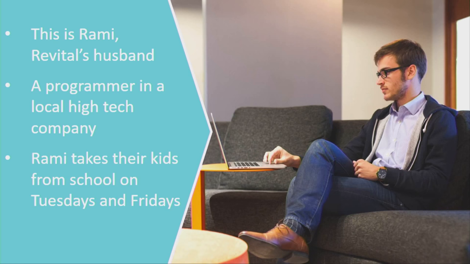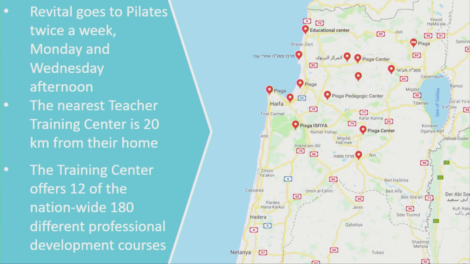This is Rami, Revital's husband. He's a programmer in a local high-tech company, and he takes their kids from school on Tuesdays and on Fridays. Revital goes to her Pilates practice twice a week, Mondays and Wednesday afternoon. And the nearest teacher's training center is 20 kilometers from her home.